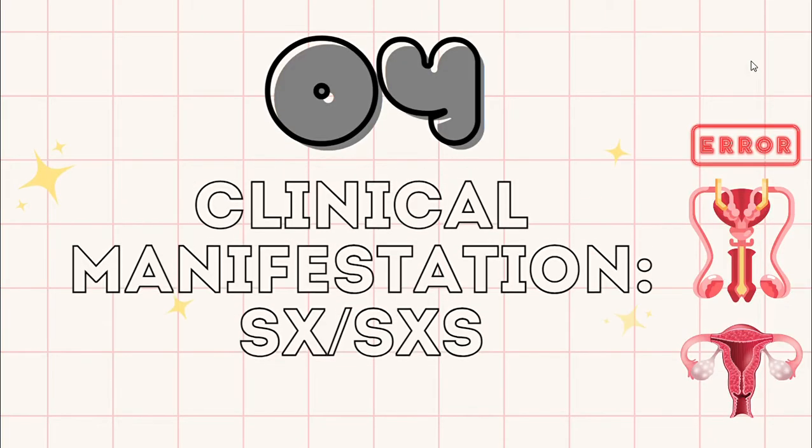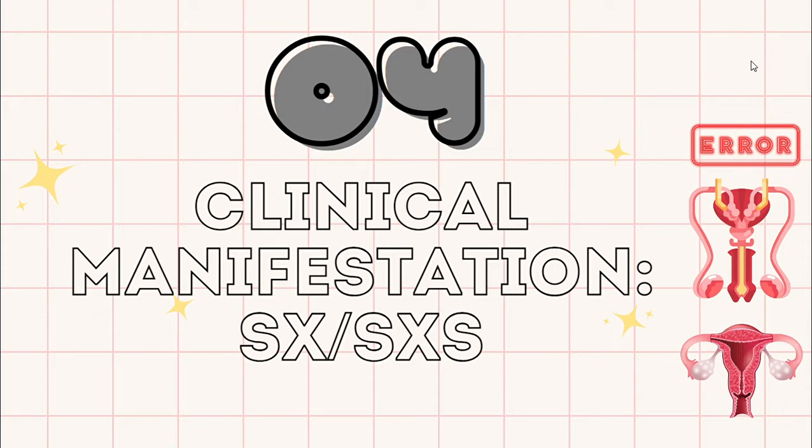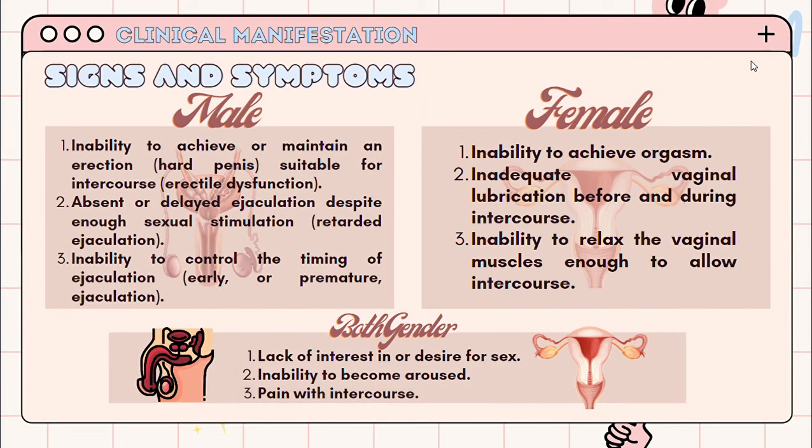Next naman, we are going to tackle the signs and symptoms or the clinical manifestation of this sexual dysfunction. So, for males, we have the inability to achieve or maintain an erection or hard penis suitable for intercourse, specifically known as erectile dysfunction. Next, absent or delayed ejaculation despite enough sexual stimulation, or retarded ejaculation. Third is the inability to control the timing of ejaculation, or early or premature ejaculation.